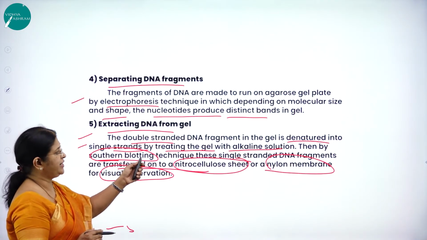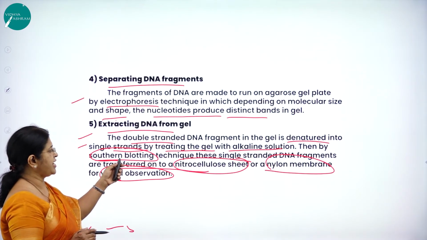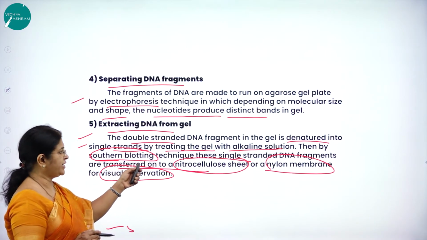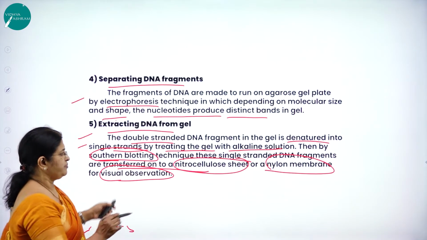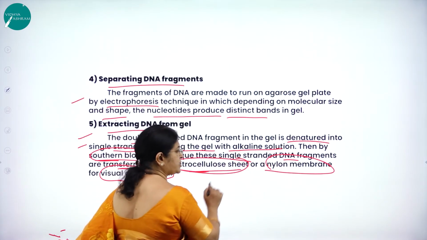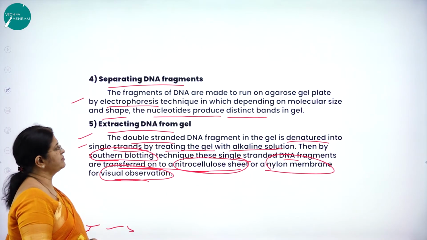So the double-stranded DNA fragments in the gel are denatured into single strands by treating the gel with alkaline solution. Then, by the Southern blotting technique, these single strands, that is the DNA fragments, are transferred onto a nitrocellulose sheet or a nylon membrane for visual observation.